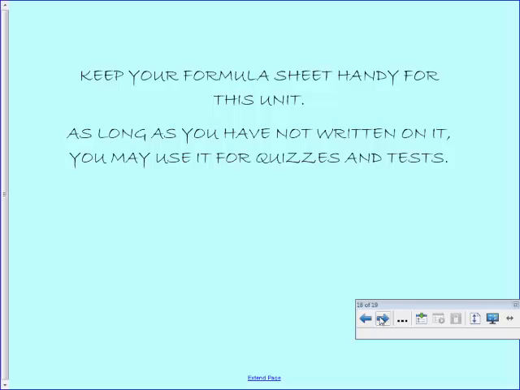So remember, keep your formula sheet. You can use it on any test and quiz. Please do not write down the area of the rhombus or kite, or you will not be allowed to use it.